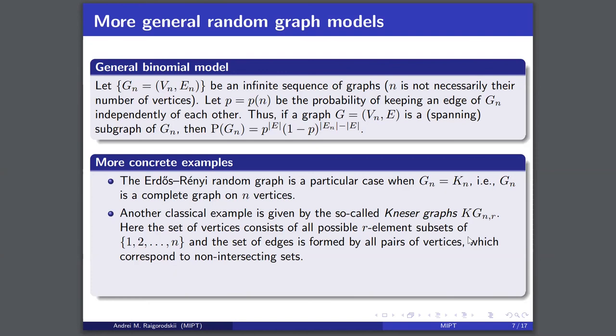In the more general case, we consider some value n, we consider some value r, and we have, of course, n choose r vertices. So you see, this is an example in which the number of vertices and the number of vertices of the graph are different in general.